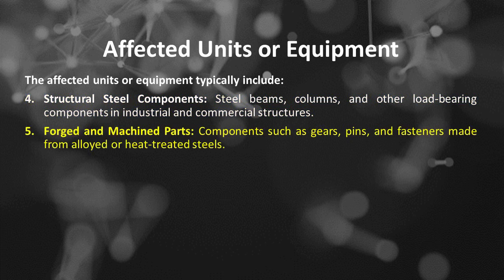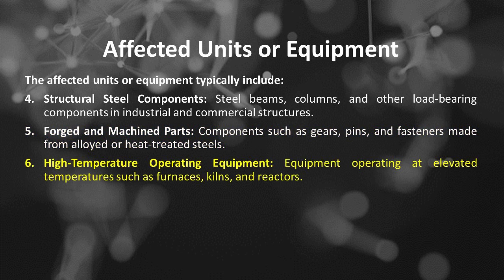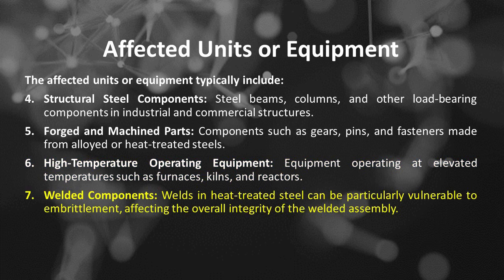Number 5 is forged and machined parts. Components such as gears, pins, and fasteners made from alloyed or heat-treated steels. Number 6 is high-temperature operating equipment. Equipment operating at elevated temperatures such as furnaces, kilns, and reactors. Number 7 is welded components. Welds in heat-treated steel can be particularly vulnerable to embrittlement, affecting the overall integrity of the welded assembly.